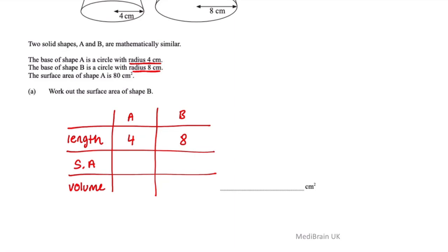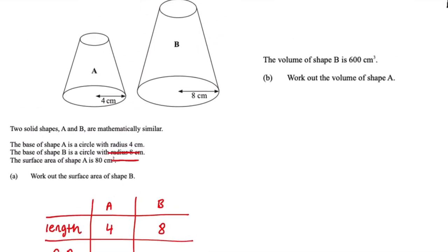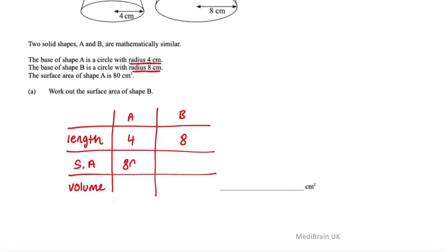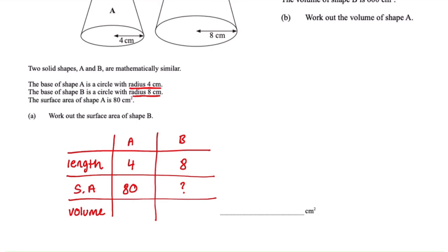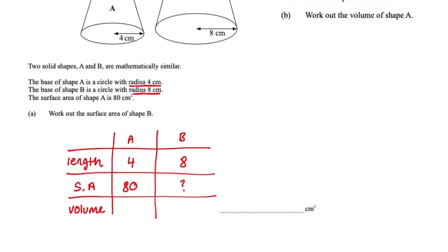It says the surface area of shape A is 80 centimeters squared. Okay, so we're going to write down 80 over here. We need to work out what this surface area over here is. Okay, so how do we do this? Yeah, so step one, we work out the scale factor.